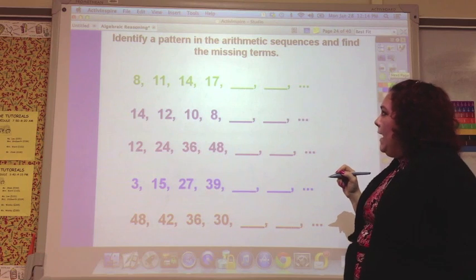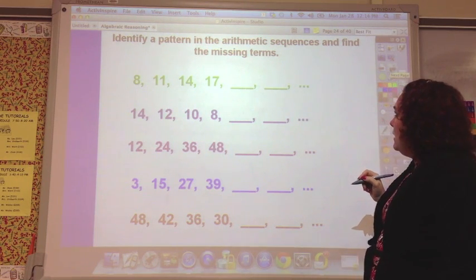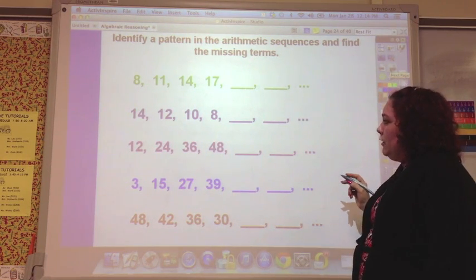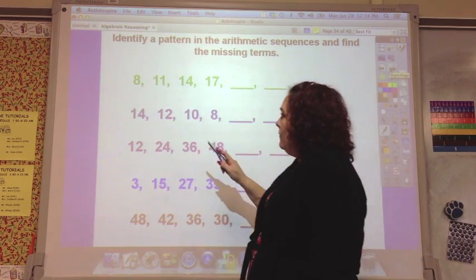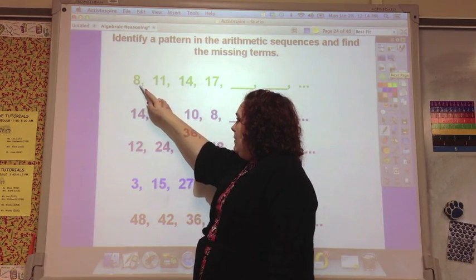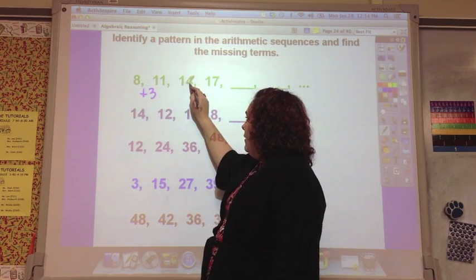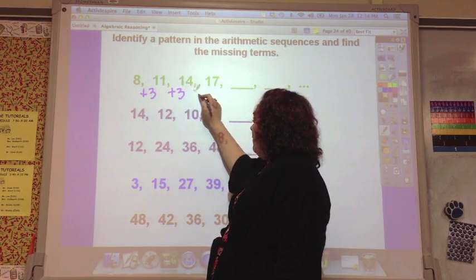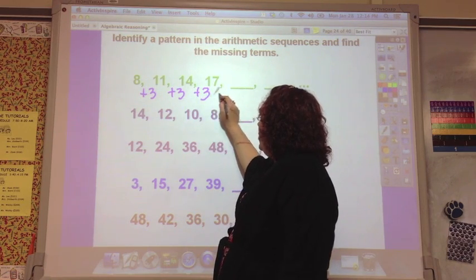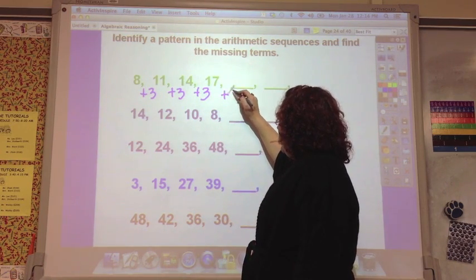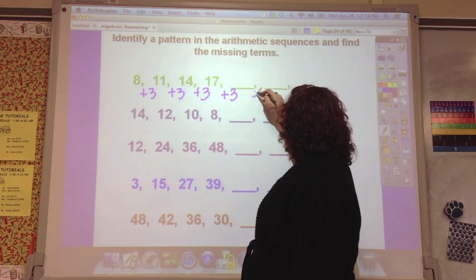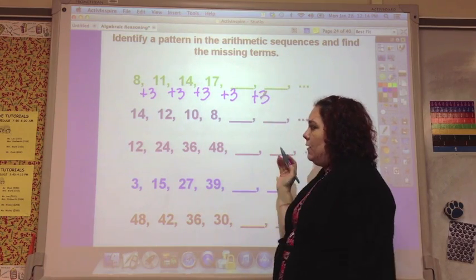Identify a pattern in the arithmetic sequences and find the missing terms. So this one, what's happening between 8 and 11? It's plus 3. And then from 11 to 14 is plus 3. And from 14 to 17 is plus 3. So from 17 to the next term, it's going to be plus 3. And then plus 3. So you can fill those in.